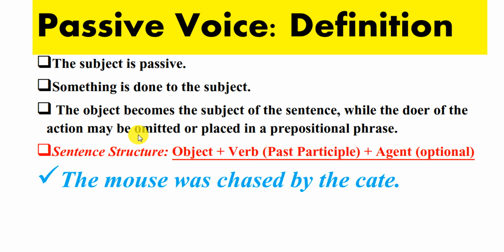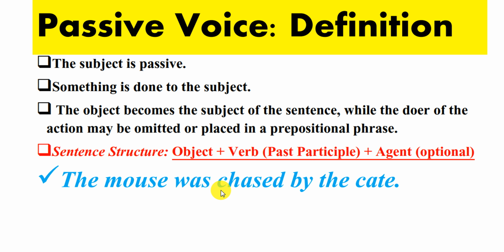In passive voice, the focus is on the recipient of the action or the action itself rather than the doer. The passive voice is often used when the doer of the action is unknown, less important, or when the emphasis is on the action itself. The sentence structure for the passive voice is object plus verb, past participle, plus agent, which is optional.